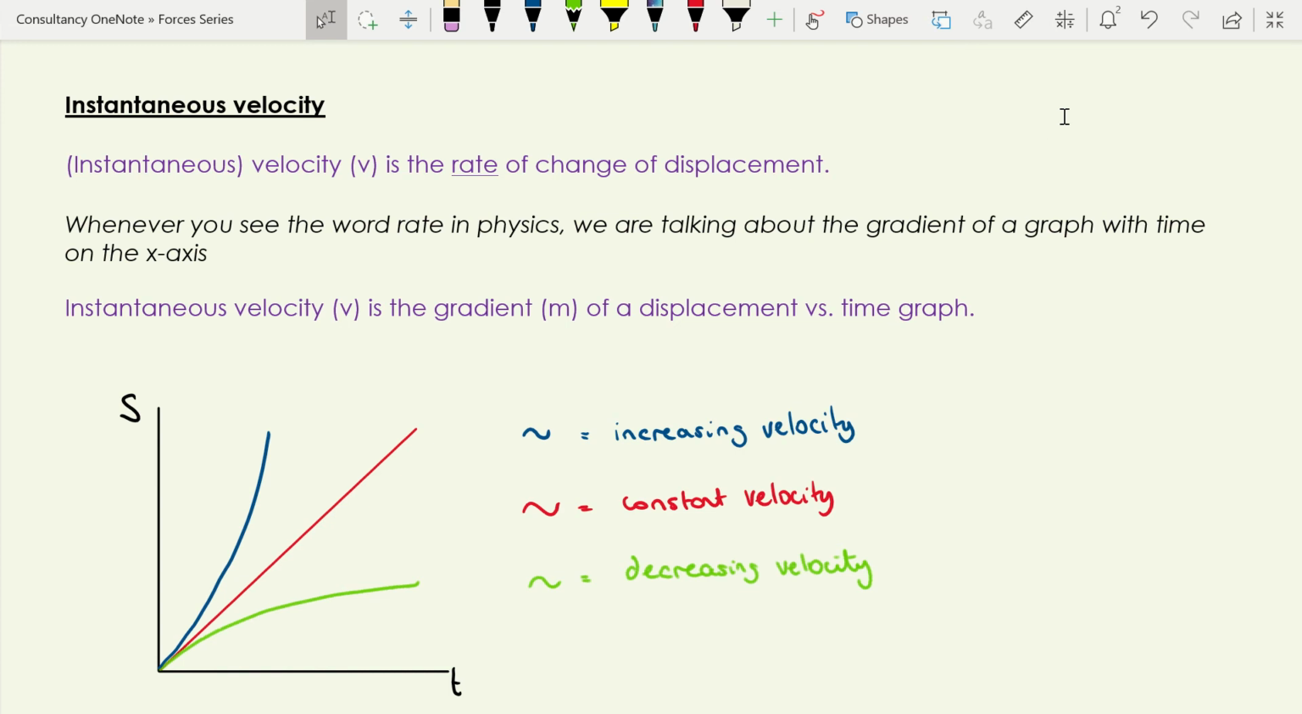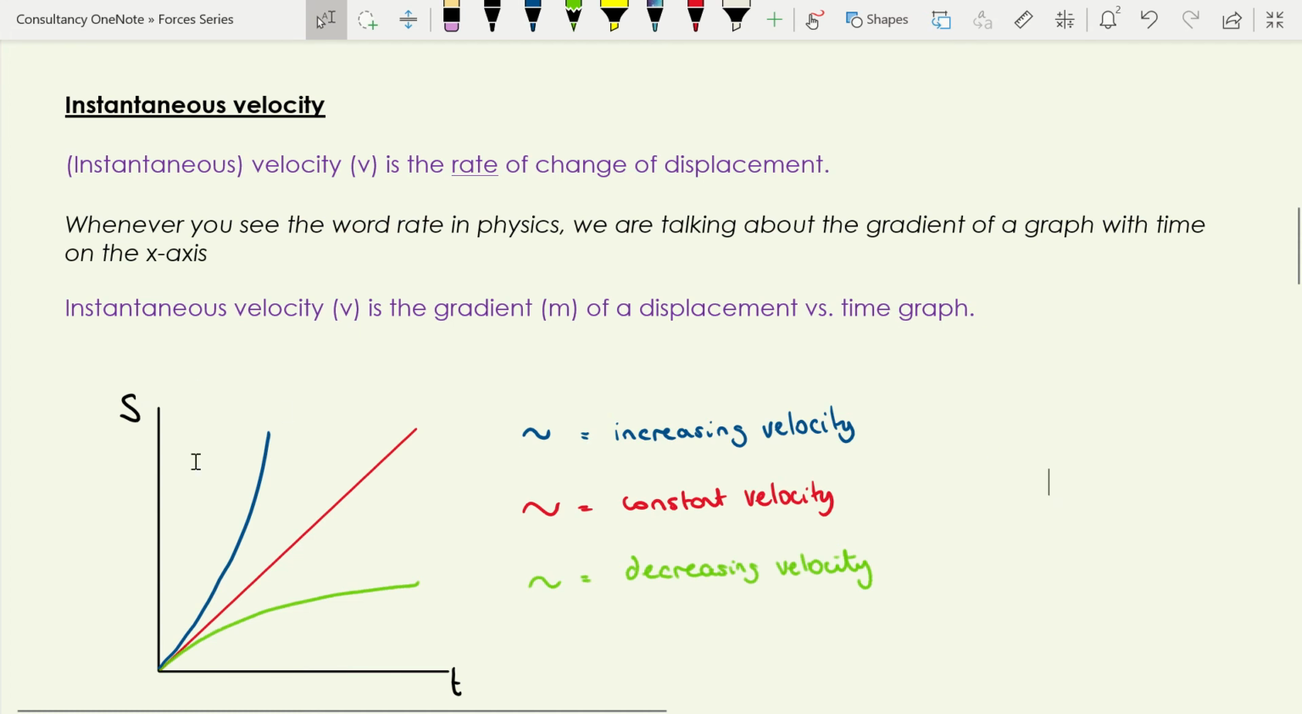And as I said in the previous video, in physics, if we see the word rate, we're talking about the gradient of a graph with time on the x-axis. So for velocity, on the y-axis, we have displacement, and then you can see there is time on the x-axis. So another way of saying velocity is the rate of change of displacement is to say that instantaneous velocity is the gradient of a displacement versus time graph. And through the video, whenever I'm referring to a gradient, I'll use the symbol m for brevity.